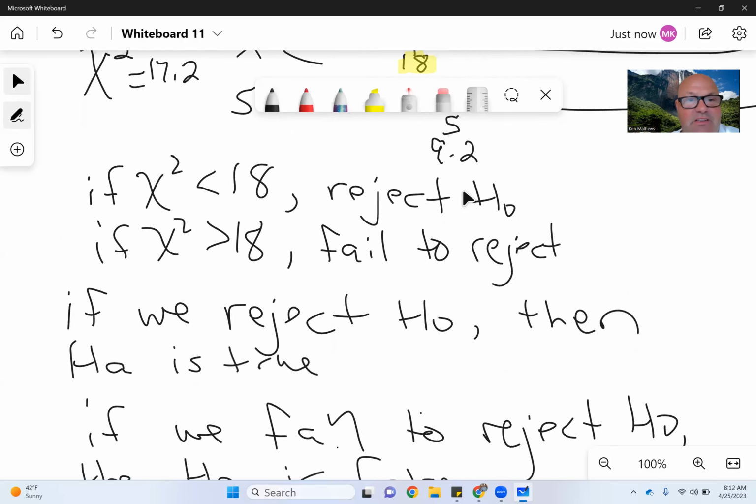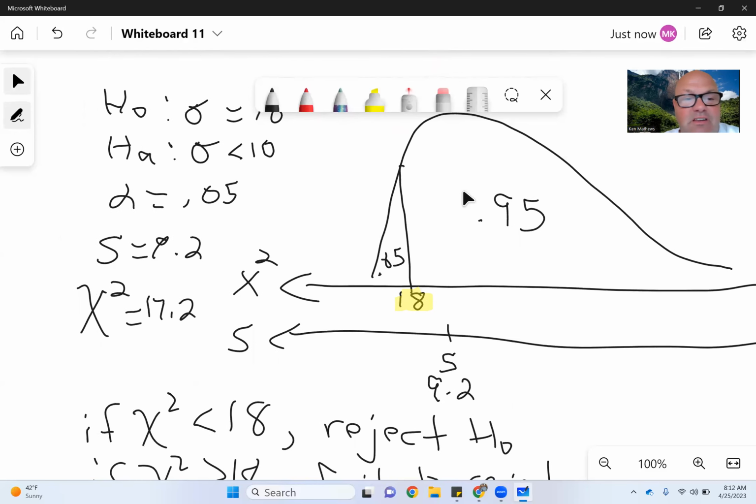So in this case, our test statistic is 17.2. It falls in the tail, so we reject the null hypothesis. What does that mean? Our alternative hypothesis is true. So what's our final interpretation? The standard deviation is indeed less than 10.